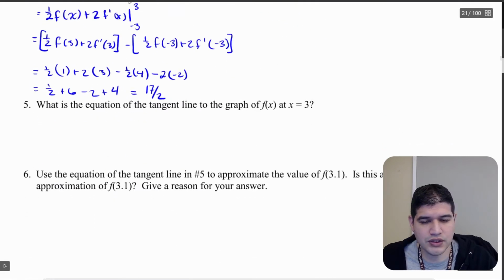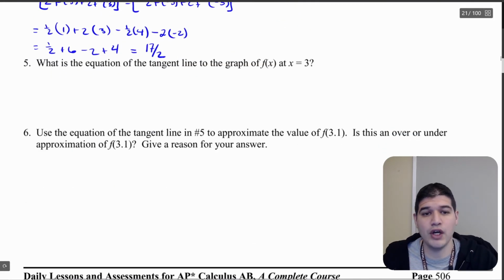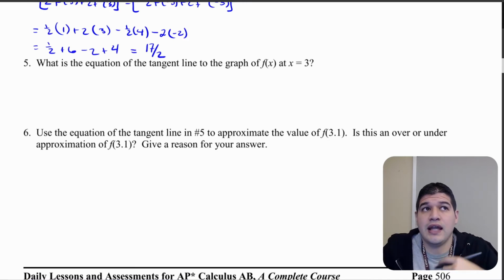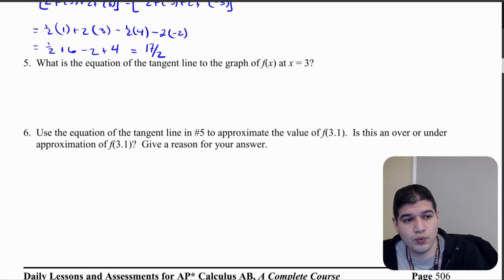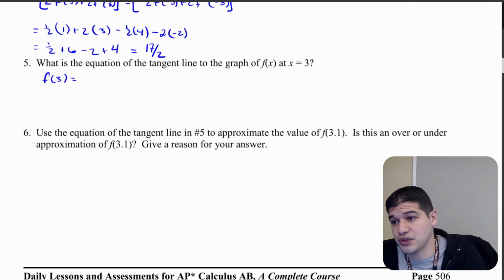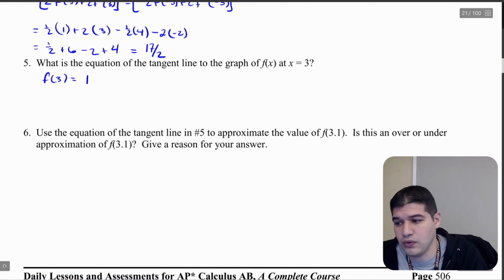Let's move on to question number 5. What is the equation of the tangent line to the graph of f of x at x equals 3? Remember, this is old stuff where we're finding tangent lines. There's two things that you need: you need a point and you need a slope. So let's get that starting point here. We're finding it at 3, so we want f of 3, and we just need to grab this from the table. So f of 3 comes out to be 1.